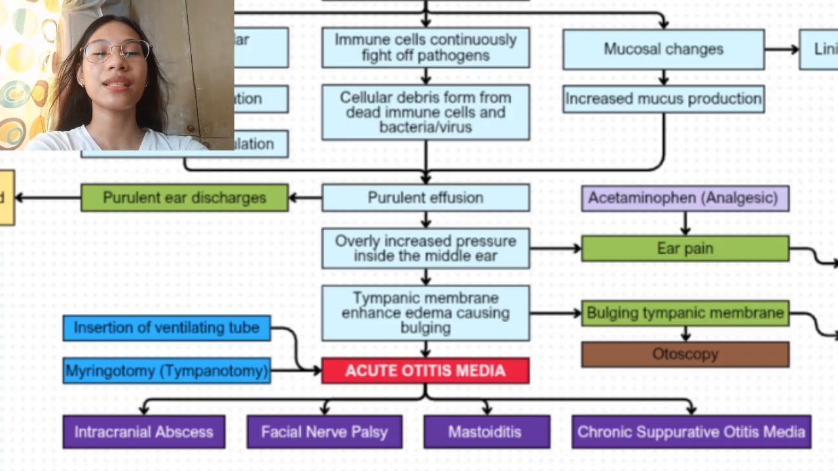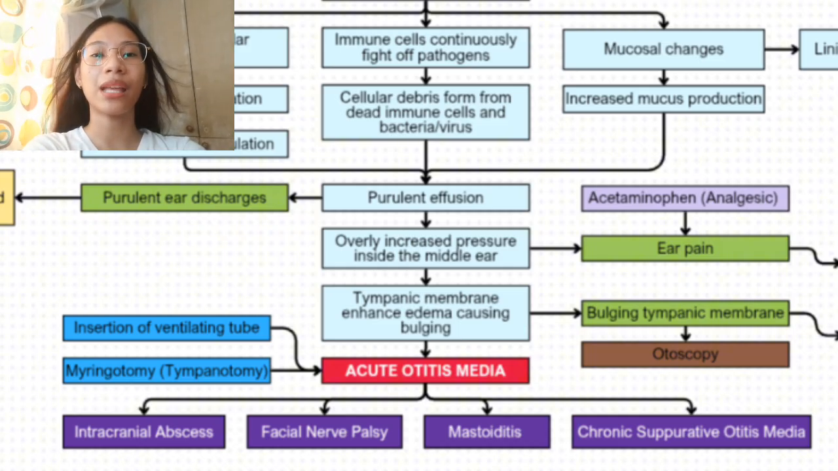Since there will be overly increased pressure inside the middle ear, the patient will experience ear pain, and the medication would be acetaminophen or analgesics. The tympanic membrane will continue to have edema causing bulging, which leads to our acute otitis media.